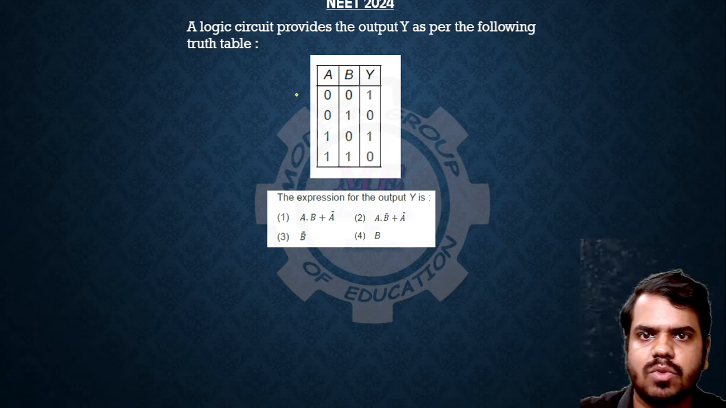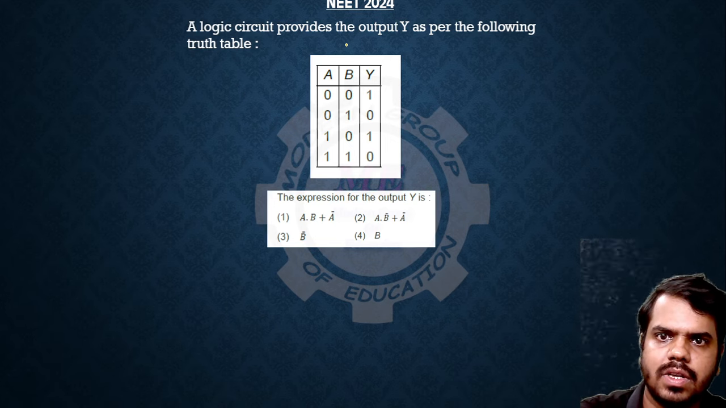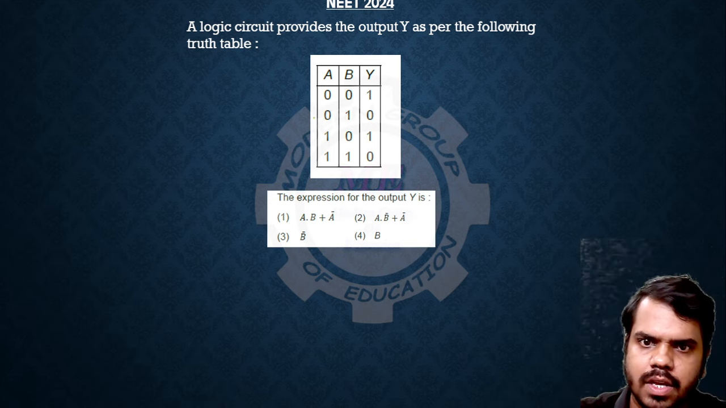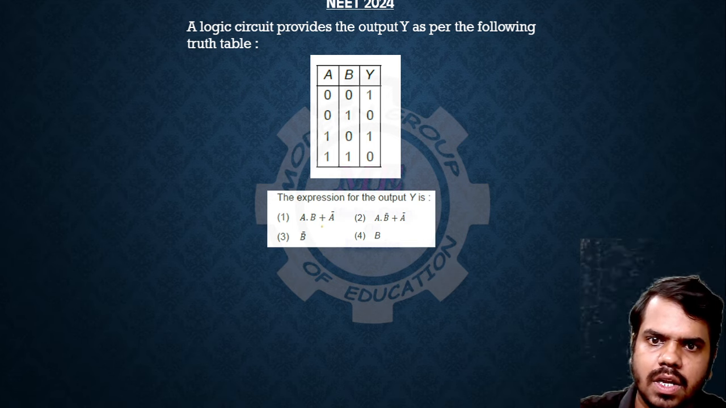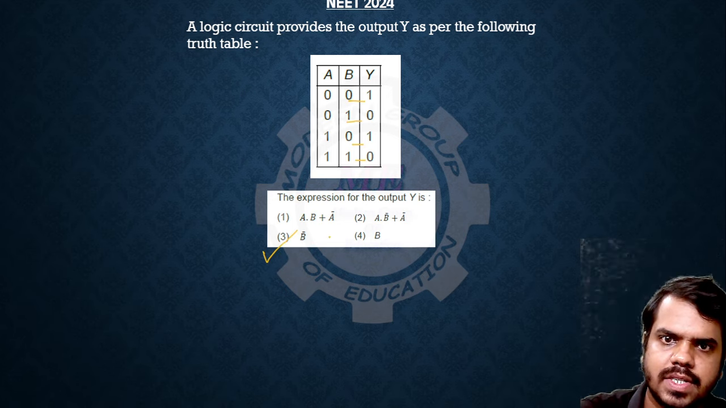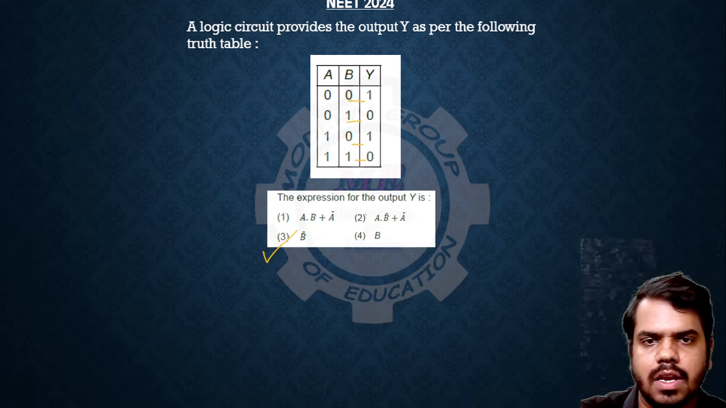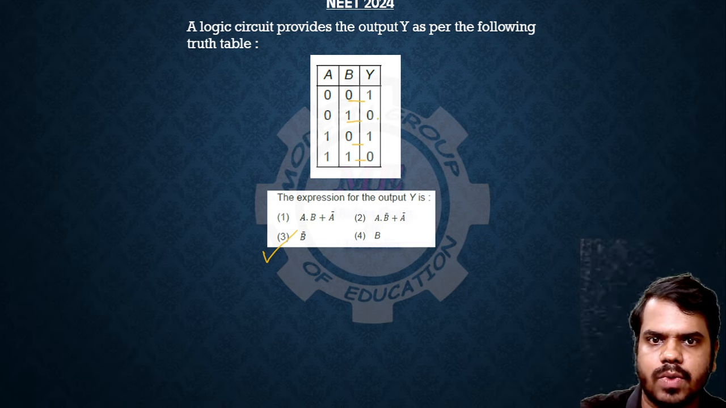A logic circuit provides the output Y as per the following truth table: 0 0 0 1 1. Let's see. Answer 3 is correct, because here 0 1 1 0 0 1 1 0, option B bar is present. So option 3 is correct. If you check the other options, A dot B plus A bar, they will not give the same thing as Y.